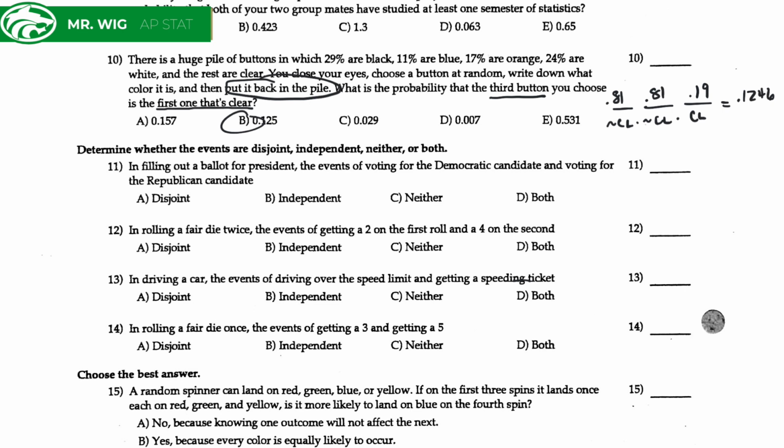Number 11, 12, 13, and 14 is really talking about the definition of what it means to be disjoint or independent. A few tips. In number 11, they're talking about just a single event. You go to vote. So the idea of independence is not even on the table, right?